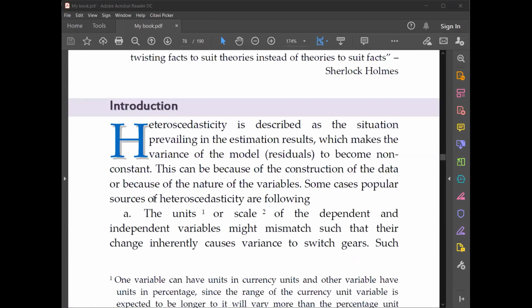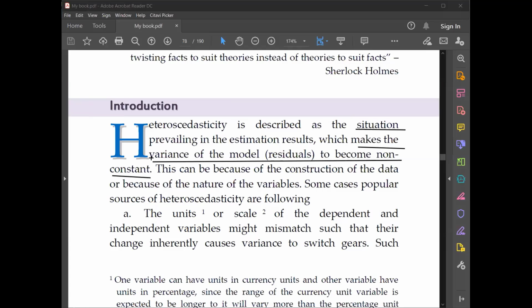So heteroskedasticity is described as a situation prevailing in the estimated results. It's a situation, not a problem. It's a situation which makes the variance of the model, and we measure it from residuals, to become non-constant. So this definition is telling us that it is a situation, and how it is checked: it makes the variance of the model, or variance of the residual, not constant.